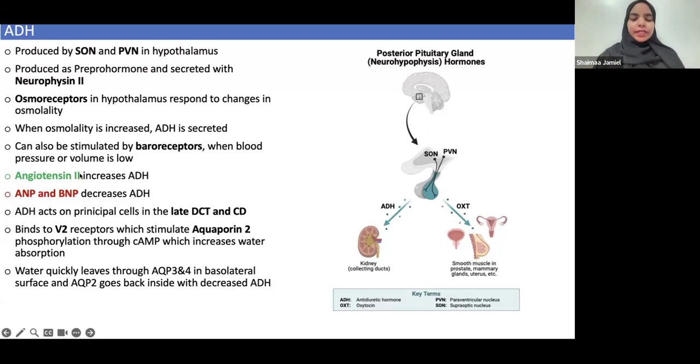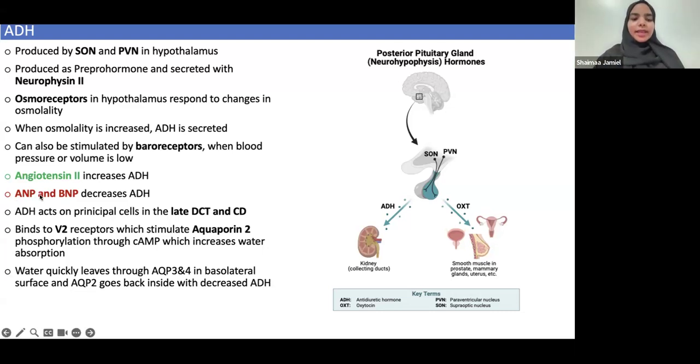So if there is increased angiotensin 2, that means that there's low blood pressure in the body, and therefore we need another thing that will also help us increase the blood pressure, like ADH. Because if you increase blood volume by increasing water absorption, you're going to increase blood pressure.